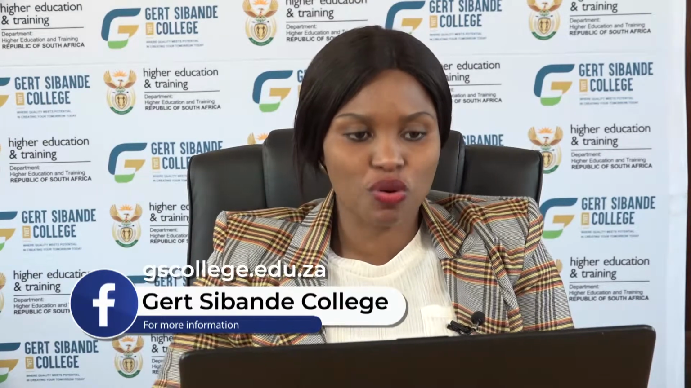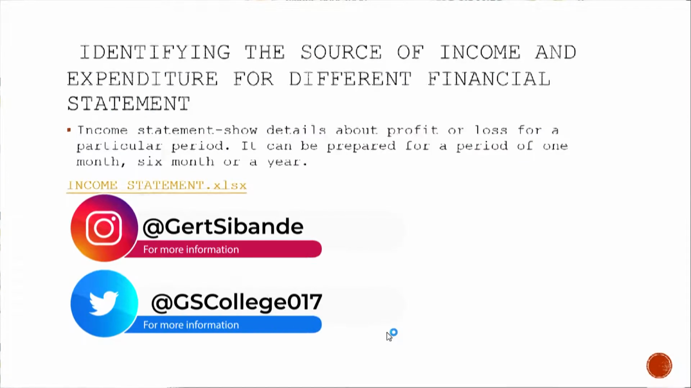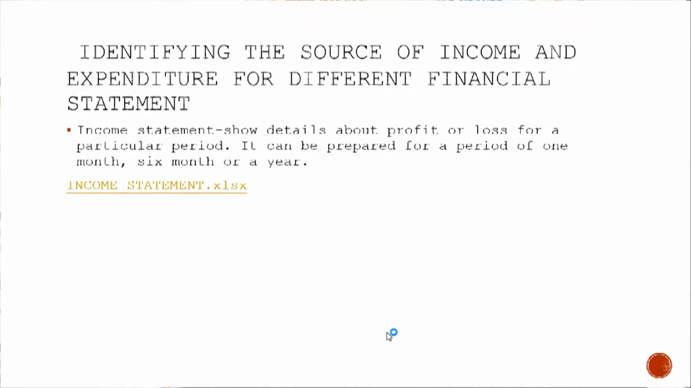So now we move to another slide where we are going to identify the sources of income and expenditure for different financial statements. The first financial statement that we are going to talk about is the income statement. An income statement shows the details about profit or loss for a particular period in an organization. It can be prepared for a period of 1 month, 6 months, or a year. Now we also have an example of an income statement in Microsoft Excel.